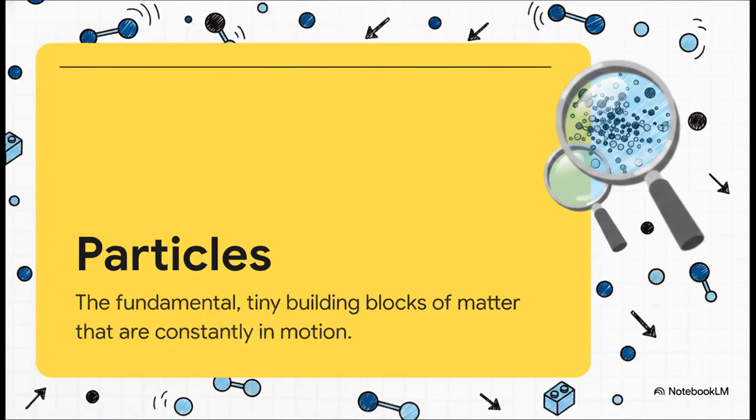Now, these tiny building blocks are called particles. Think of them like invisible Lego bricks that construct the entire universe. They can be individual atoms or molecules made of atoms bonded together. But here is the crazy part. Not only are they incredibly tiny, but they are constantly in motion. To put that into perspective, a single drop of water contains roughly 1.5 sextillion particles. That's a 1 with 21 zeros, and they never truly stop. Whether they're just vibrating in place or zooming across a room, motion is their absolute natural state.